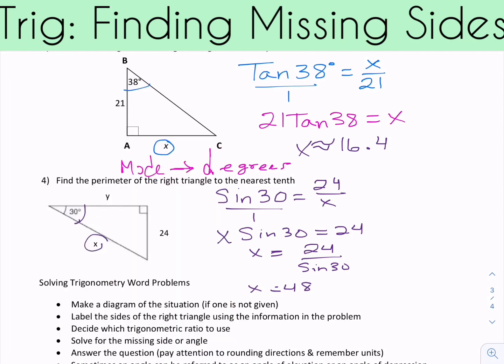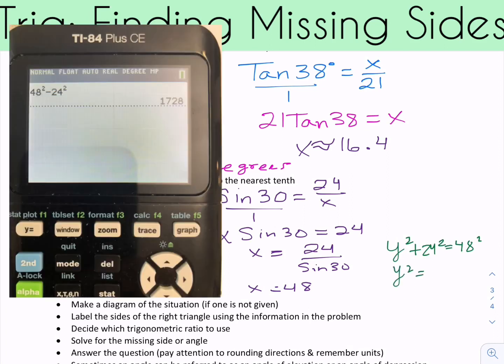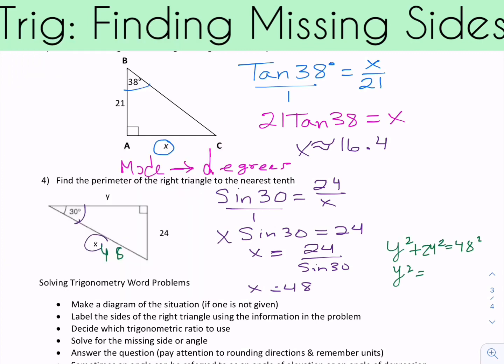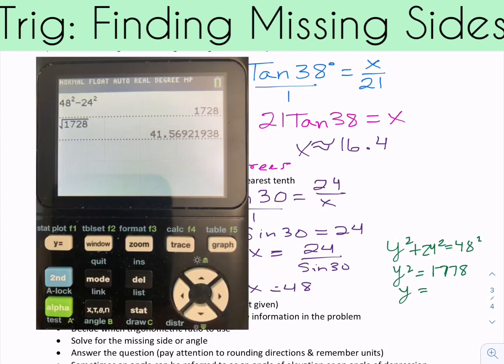Now you might ask, should I use trigonometry to find y? The answer is, if you want, you can, but when we know two sides of a right triangle, we can always find the third by using the Pythagorean theorem. So that's what I'm going to do here. So y squared plus 24 squared is equal to 48 squared. A squared plus b squared equals c squared. And if we simplify this, we get y squared equals 1,728. And that gives us a value of y of approximately 41.6.